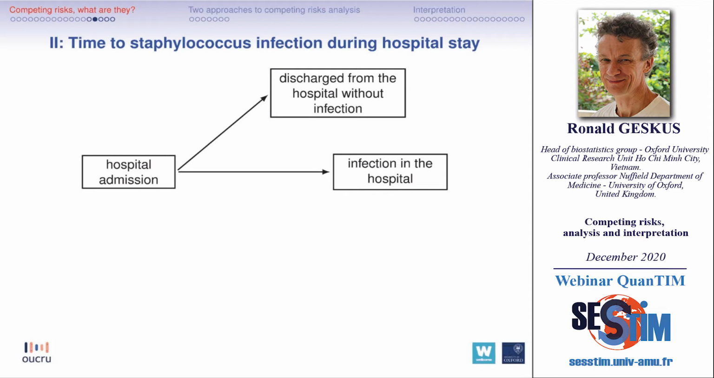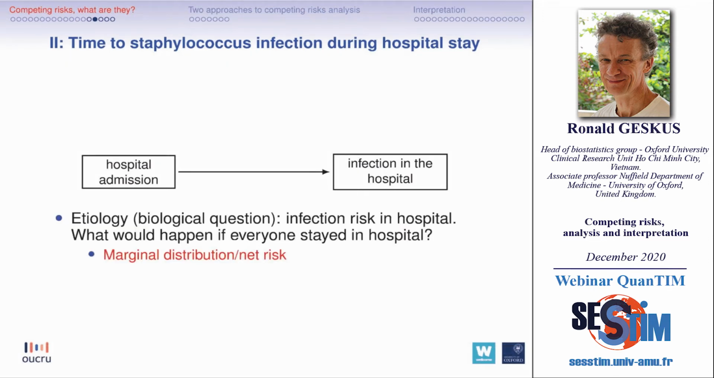And here, 2 different questions can be asked, 2 different study questions, and each of them may be interesting. It just depends on your research purpose. What are you interested in? So the first one is what I would call the biological question. It's about etiology. You want to see what is the actual infection risk in the hospital from which we have data. And then basically you're saying, what would happen if everyone stayed in hospital? How many infections would we observe over time? What is the probability to become infected within 1 week, 2 weeks, and so on?